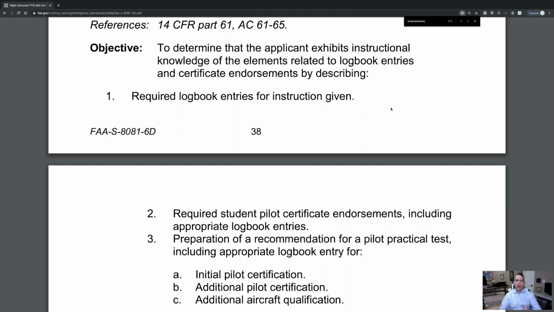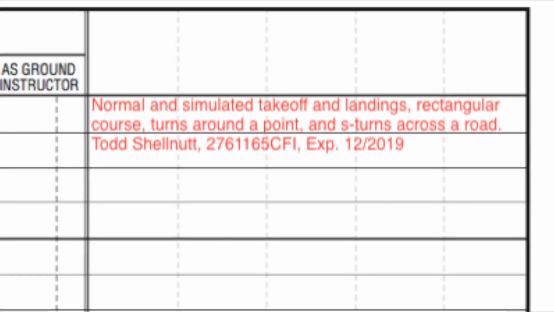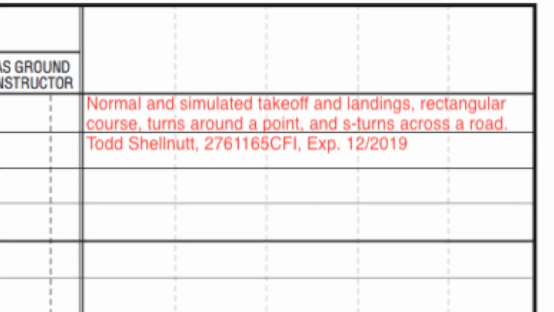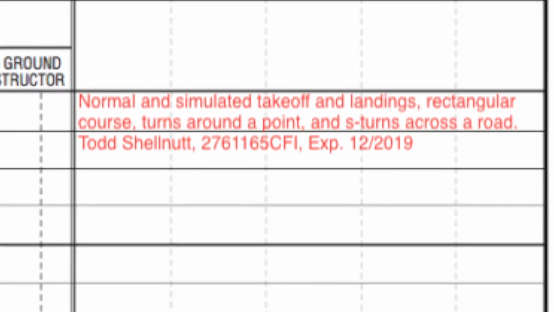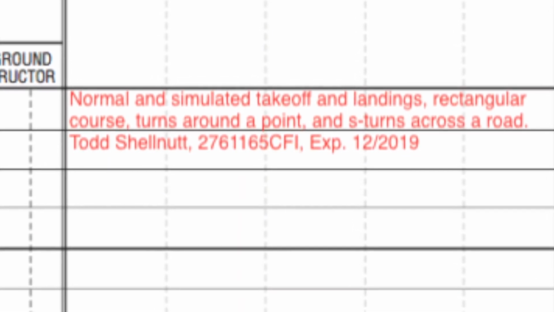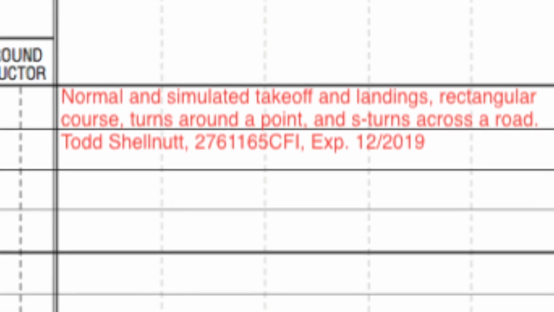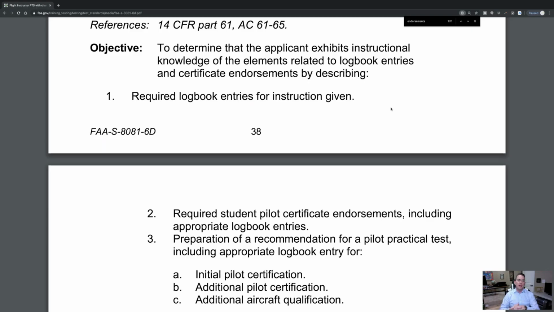Well, if I went out and I did takeoff and landings, rectangular course, turns around a point, and S-turns across a road, I could actually just put all that in there. I could put rectangular course, comma, turns around a point, comma, S-turns across a road, comma, takeoff and landings, comma, and I could get even more specific about the takeoff and landings.